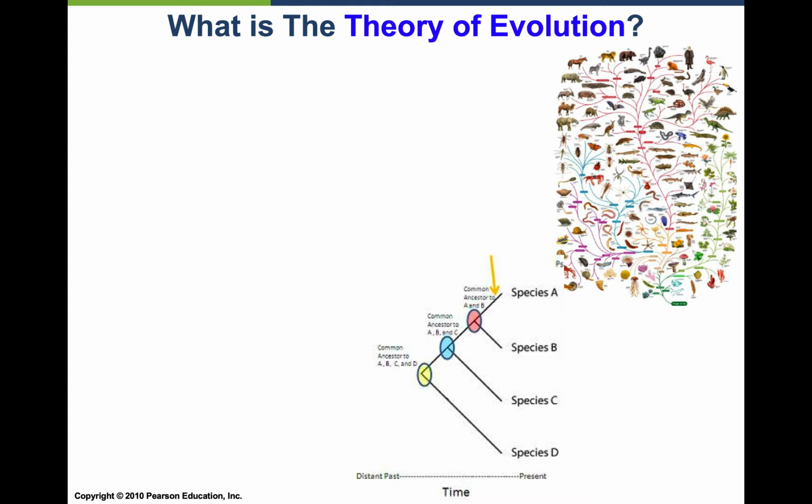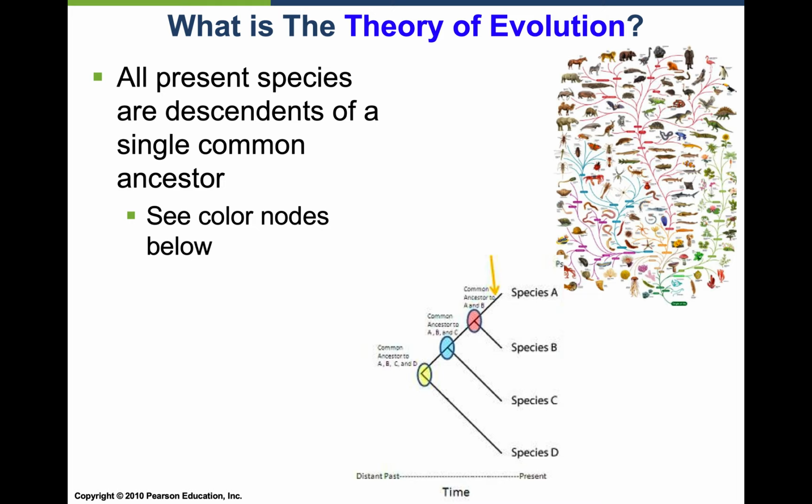And so what is the theory of evolution exactly? Well, we've talked about some of it, but there is also this idea that all present species descended from a single common ancestor. And so some people are like, well, wait, what's a single common ancestor? Well, when you're looking at a phylogeny, which is basically just a genealogy, right? You have these points, these splits. These are called the common ancestors. So this would be the common ancestor of all of these species. This would be the common ancestor of these three, and this is the common ancestor of just A and B.